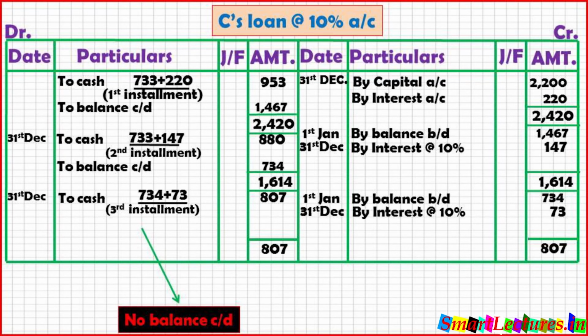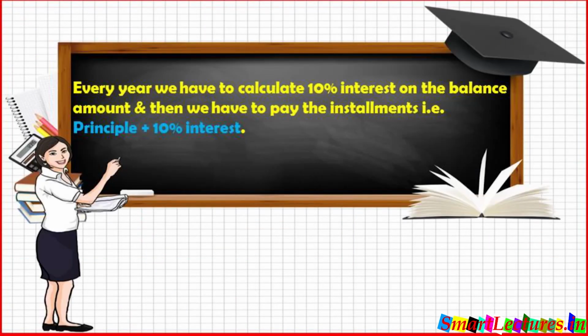So you can see that every year we have to calculate 10% interest on the balance amount, and then we have to pay the installment, means the principal plus 10% interest. If you couldn't understand this account, please replay this episode and watch it again.